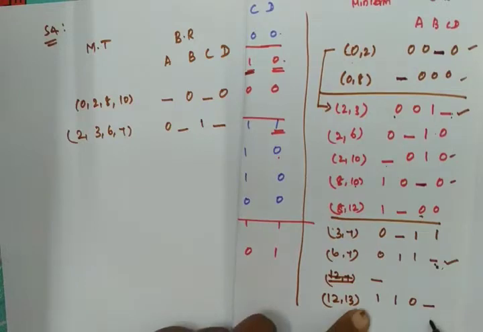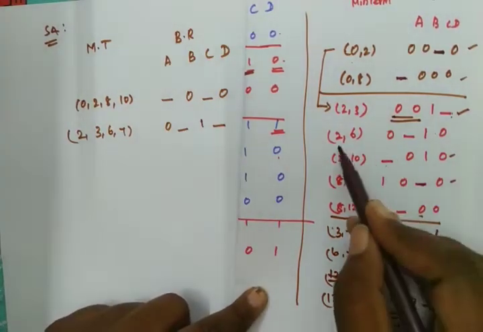Now compare this. It is not possible because here we have 0, 0, 1, 1. So here 2 bits are changed, so it is not possible to write this. Then let us move on to the next, 2, 6.